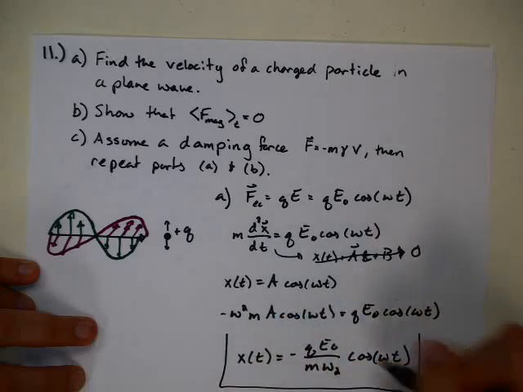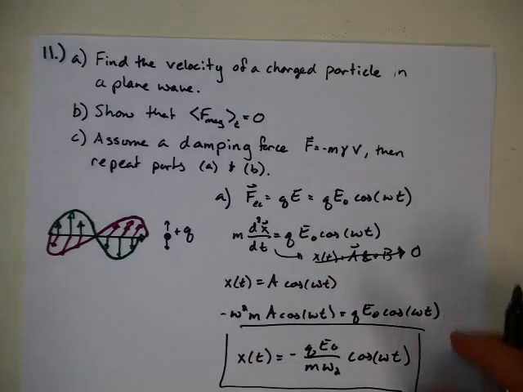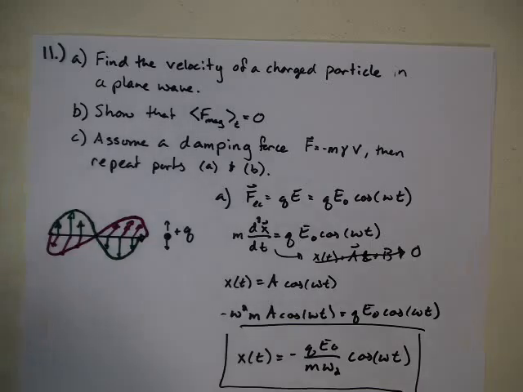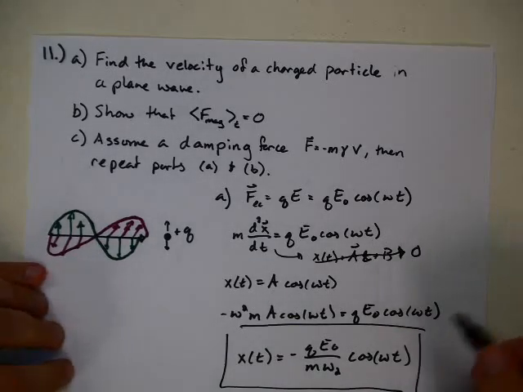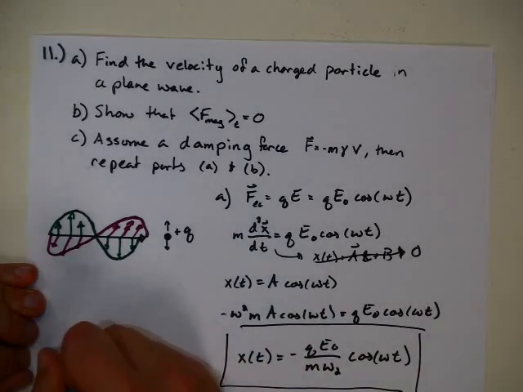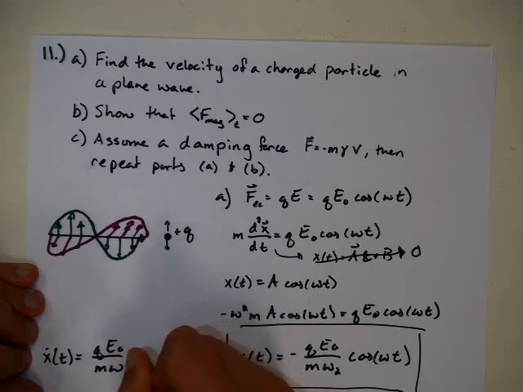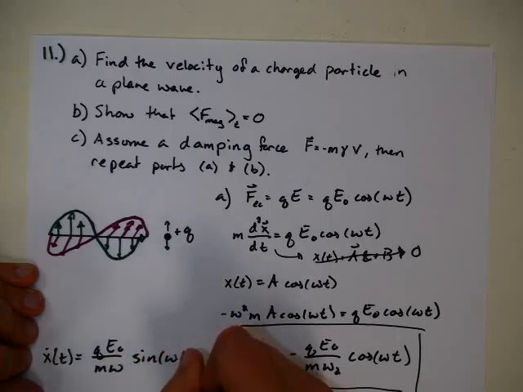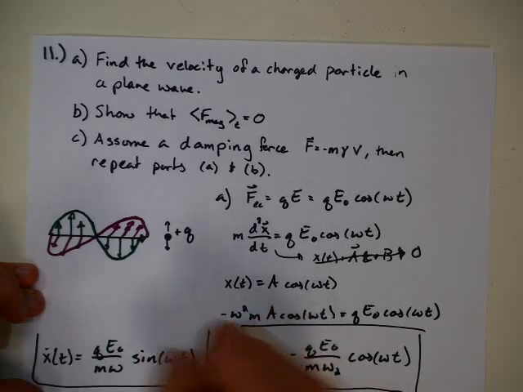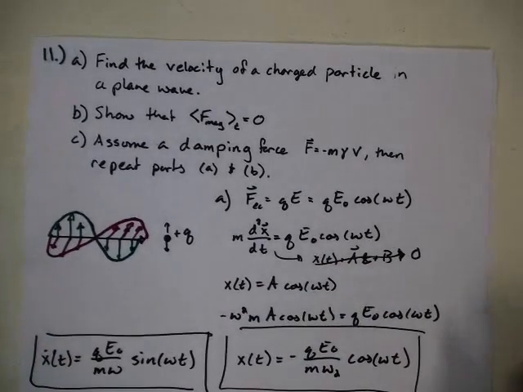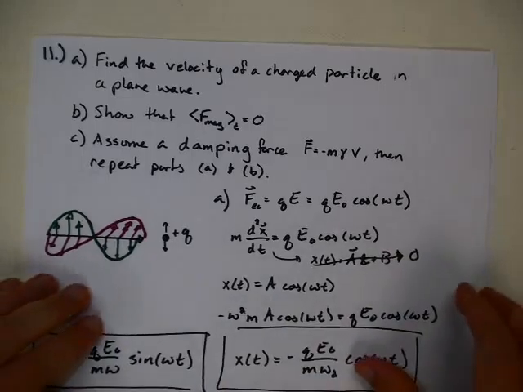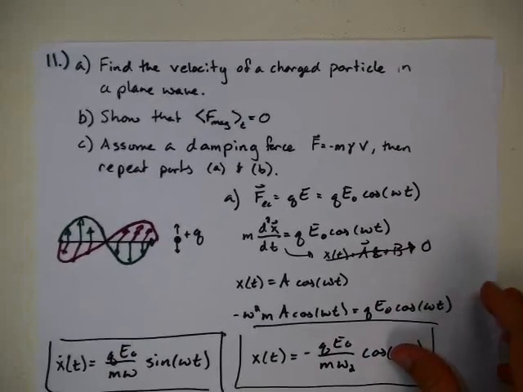And so this is the position of the particle. If I want the velocity, I have to take the first derivative, right? So x dot as a function of t is going to be q E naught over m omega sine omega t. And so that is how you solve that type of problem mathematically. Let's move on to part B.